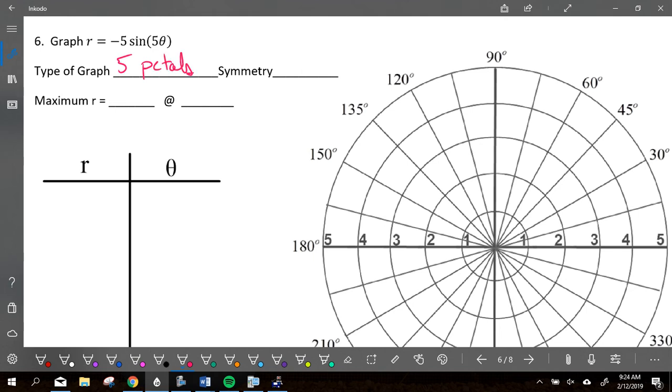Symmetry. Show me with your hands. How are you going to fold this graph? It's sine, so it's got y-axis symmetry, so you're folding it like a book. My radius is going to be 5. That's going to be my maximum.